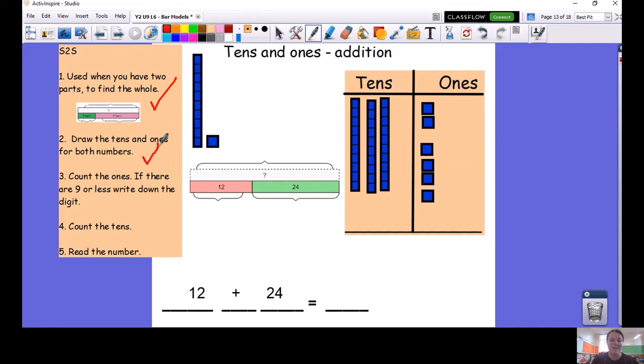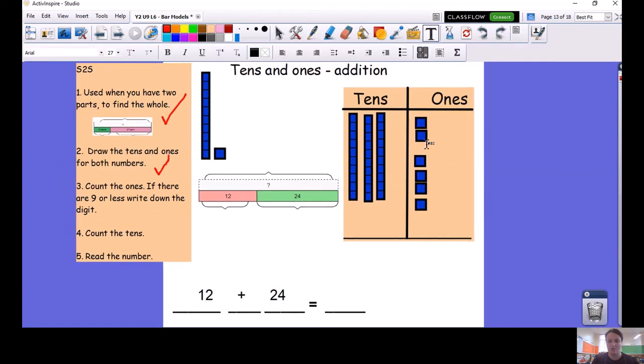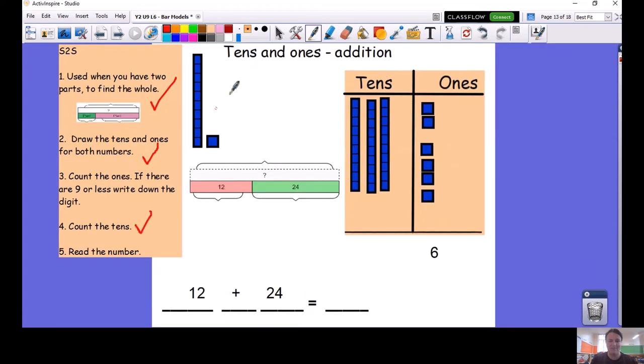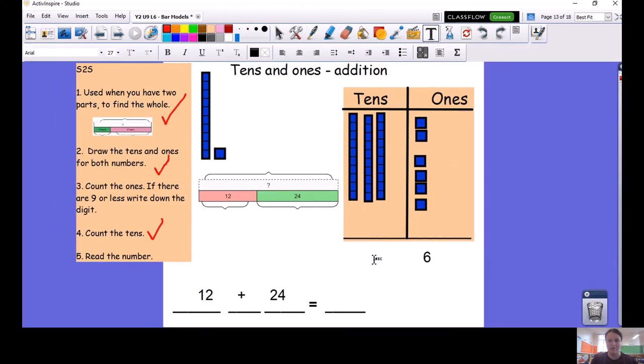Now I need to count the ones. If there are nine or less, I write down the digit. One, two, three, four, five, six. There's six, which is nine or less, so that's fine, I can write it down. And I've got now to count the tens. How many tens have I got? One, two, three. Three tens.